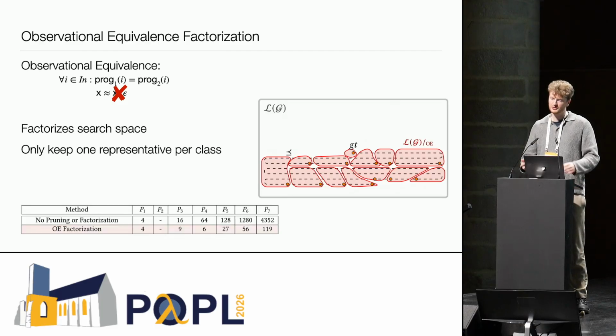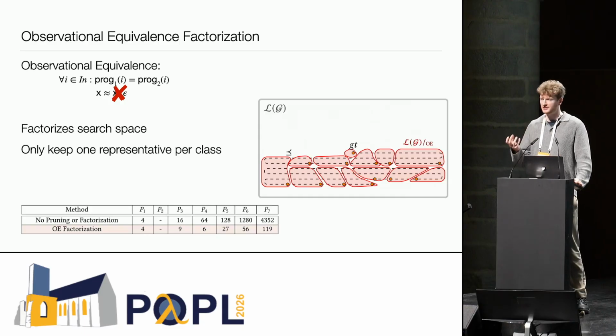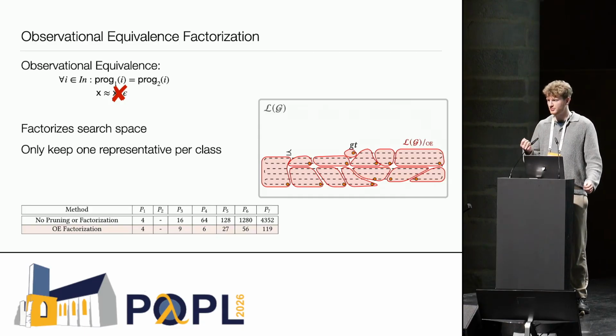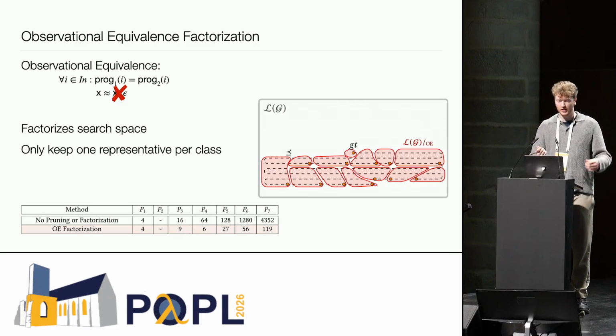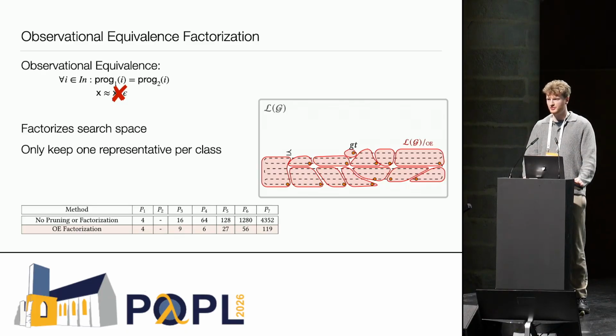Now, if we apply this to the problem from before, then you can see that at size 7, instead of having more than 4,000 programs, we only have a bit more than 100 programs. So this has a significant impact on the search space.